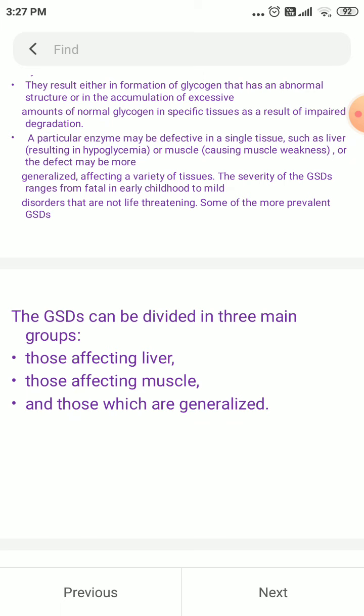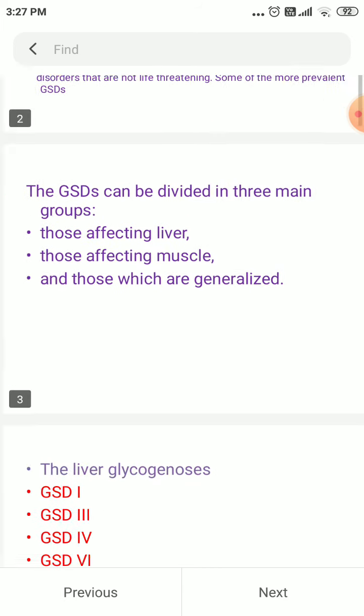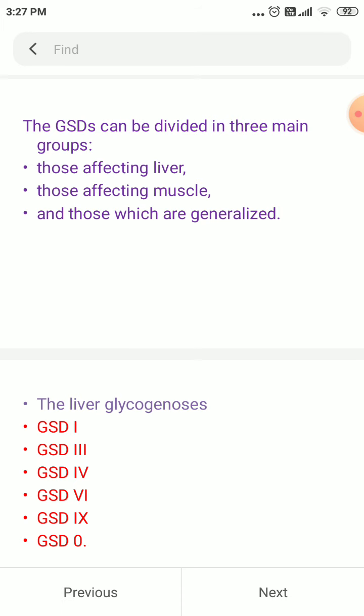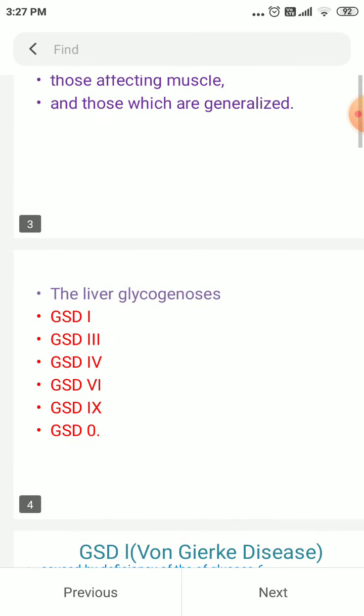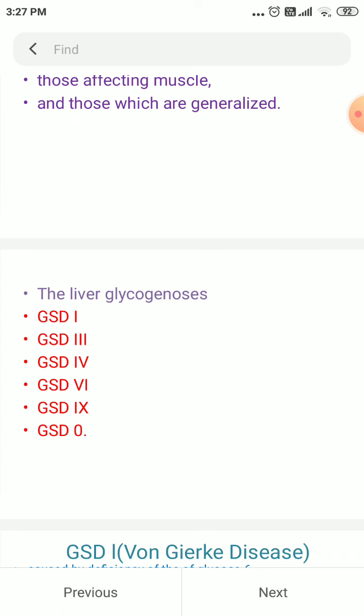those which affect the liver, those affecting the muscle, and those which are generalized, affecting a variety of tissues. So the liver glycogenoses include glycogen storage disease 1, glycogen storage disease 3, glycogen storage disease 4, glycogen storage disease 6, and glycogen storage disease 8.